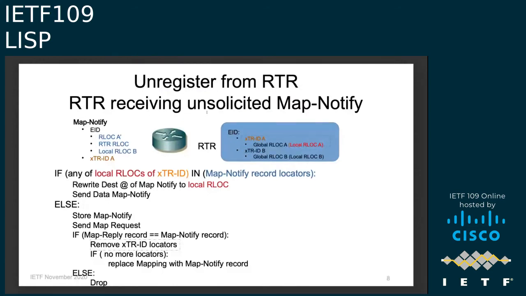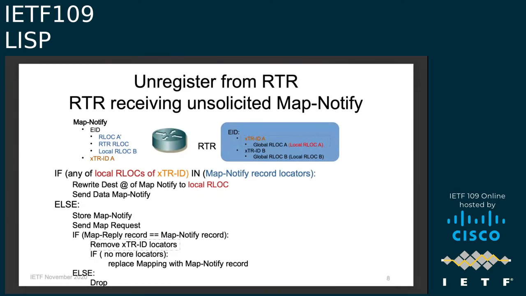In this slide, I will try to describe the behavior of the RTR when receiving an unsolicited map notify. Firstly, the RTR checks if any of the local locators associated with the XTR ID of the EID map cache entry, the red one, are present in the record of the map notify. If so, the RTR uses the information of the selected locator to forward the map notify to the XTR. To do so, it replaces the destination address of the map notify, from the RTR RLOC to the local RLOC of the XTR. Then it generates a data map notify that it forwards to the XTR using the NAT state information of the selected local RLOC.